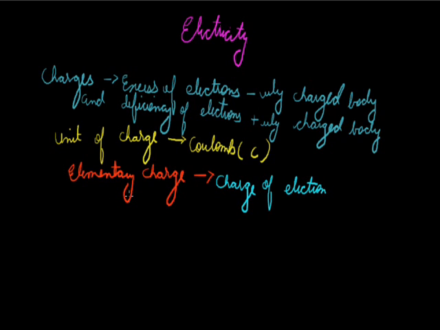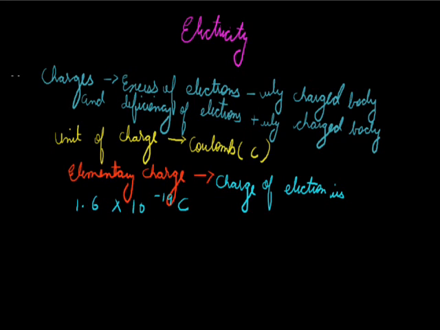The charge on one electron is 1.6 into 10 to the power minus 19 coulomb. Means the elementary charge known to us is the charge of an electron and its value is 1.6 into 10 to the power minus 19 coulomb. It implies that charge on any body can be calculated in terms of the elementary charge.